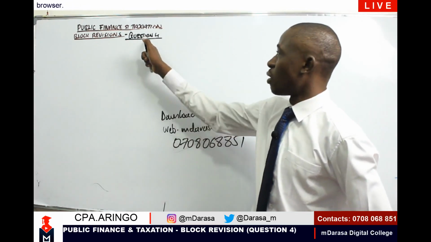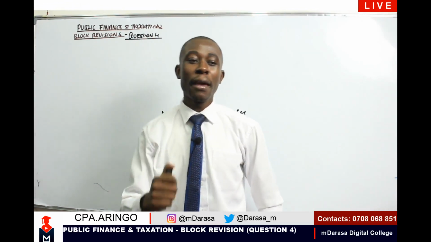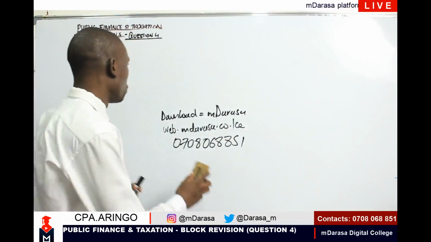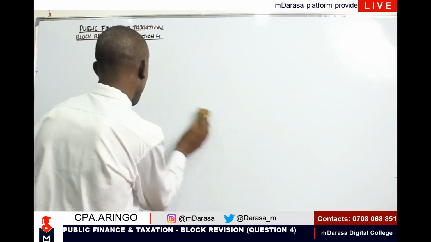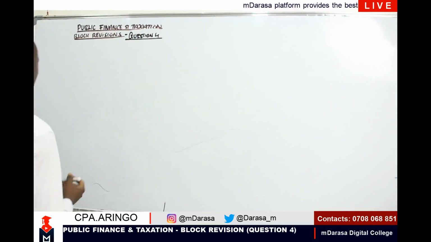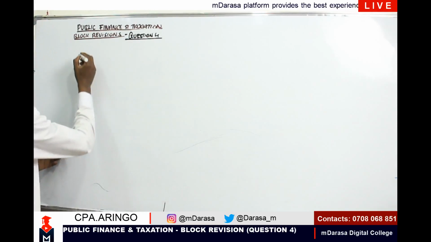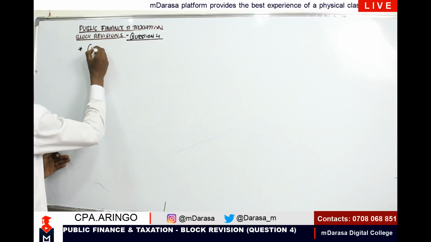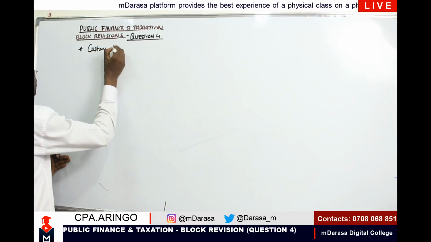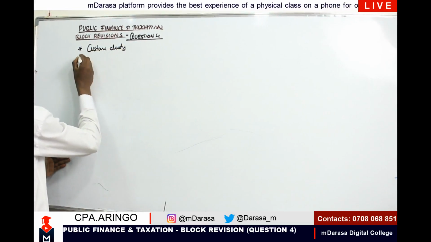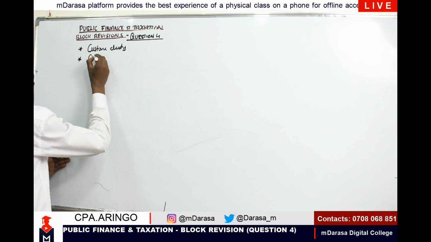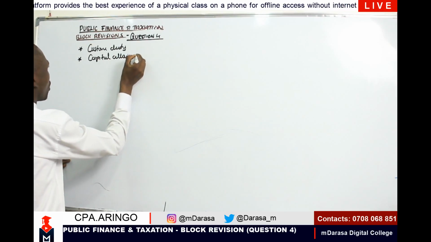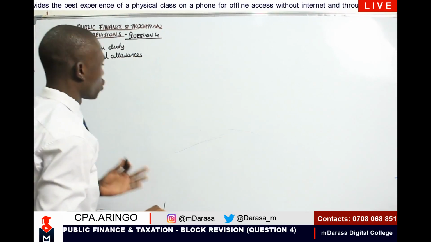So today's class, I want us to handle question number four. And question number four, ideally, is a concept to do with custom duty and capital allowances. The concepts that you are going to look at in this part are custom duty and capital allowances. These are the concepts under question number four.